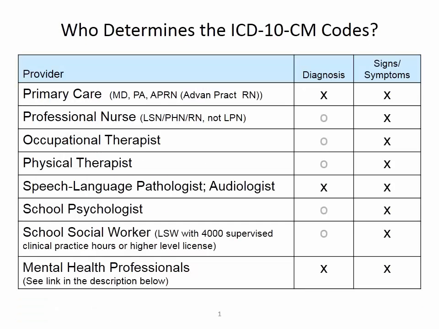Here's our grid. There are several types of healthcare providers. Those that can both diagnose and identify signs and symptoms are primary care physicians, speech-language pathologists and audiologists, and mental health professionals. Those that only identify signs and symptoms are professional nurses, occupational therapists, physical therapists, school psychologists, and licensed social workers with 4,000 supervised clinical practice hours or a higher level license. To further define mental health professionals, please see the link in the description below.